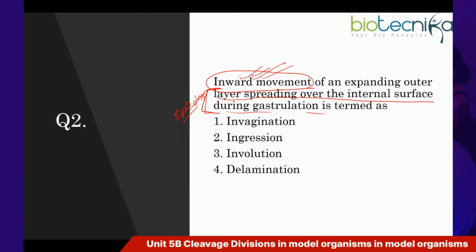Now, it cannot be ingression because ingression means coming out of the epithelial layer to become an individual cell. It cannot be delamination, which means separation of two layers from one cell layer. So it cannot be delamination also. Okay, so it has to be involution. Yes, the correct answer is involution. Surinder, Sunshine, that is right.